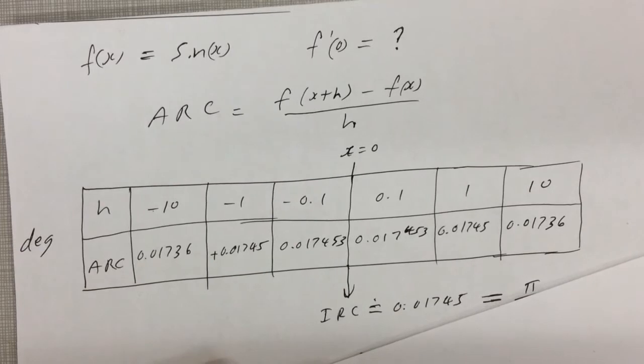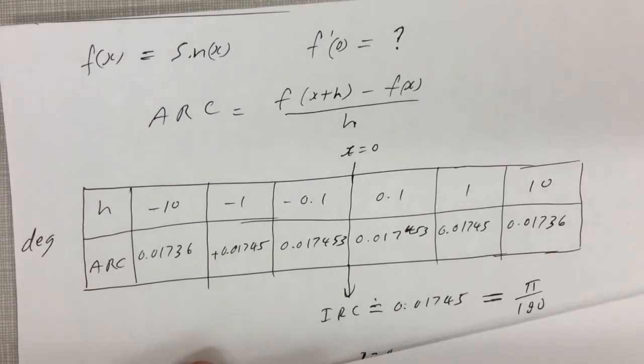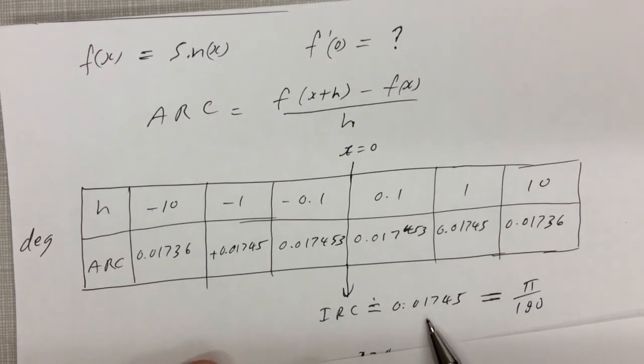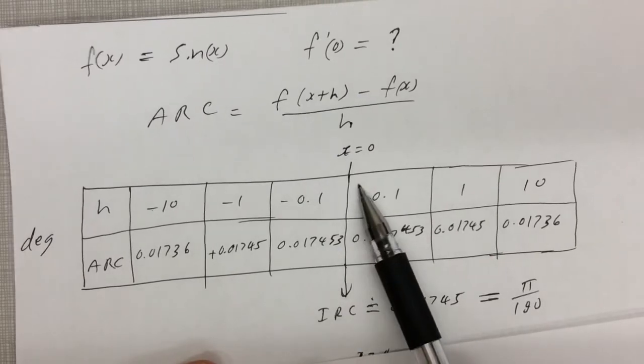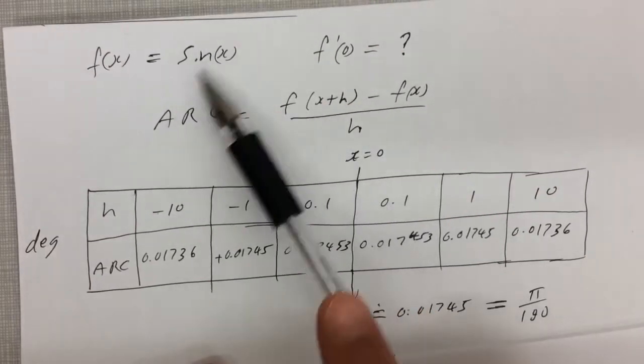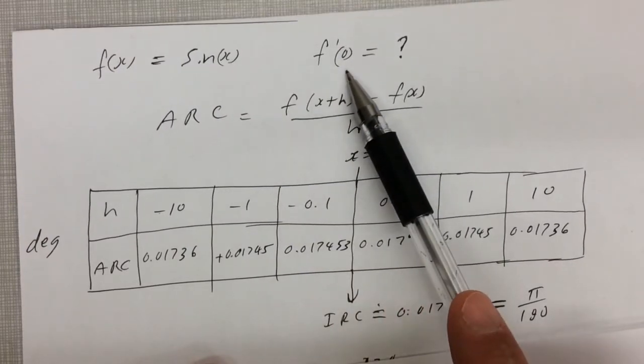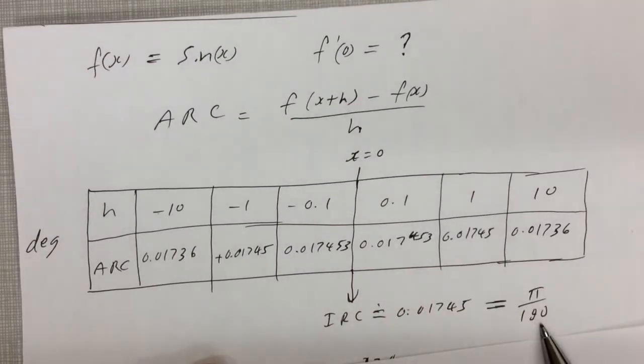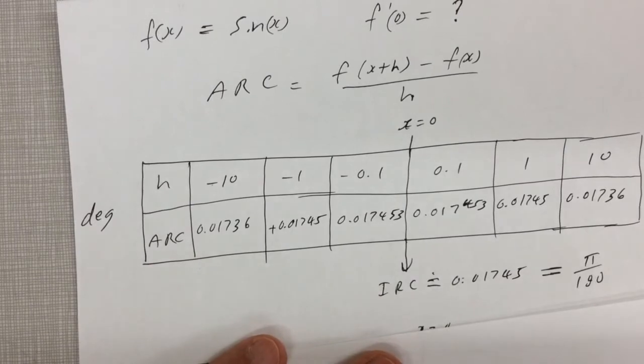Okay, so you'll notice that pi over 180 is actually this value. So it's interesting that the instantaneous rate of change, or the derivative of sine of x at x equal to 0, is pi over 180. That's when we work in degrees.